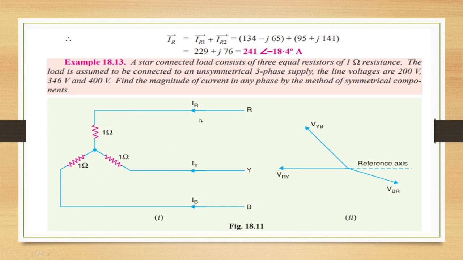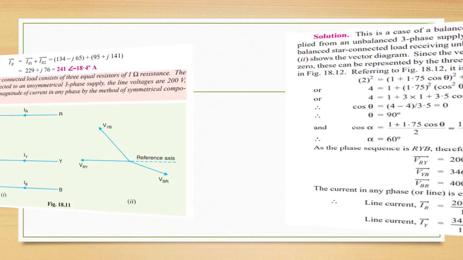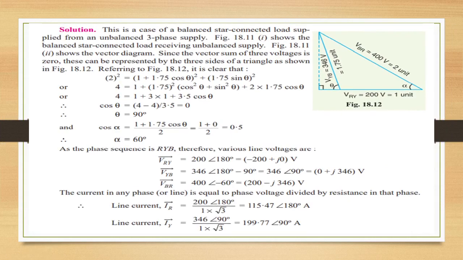So this is the diagram. In this we can see RYB are connected in star and the resistance of each resistor is 1 ohm, and it is a balanced load. This is a phasor diagram or vector diagram of VRY, VYB and VBR voltages. Let us see the solution. So this is the case of a balanced star connected load supplied from an unbalanced three-phase supply.